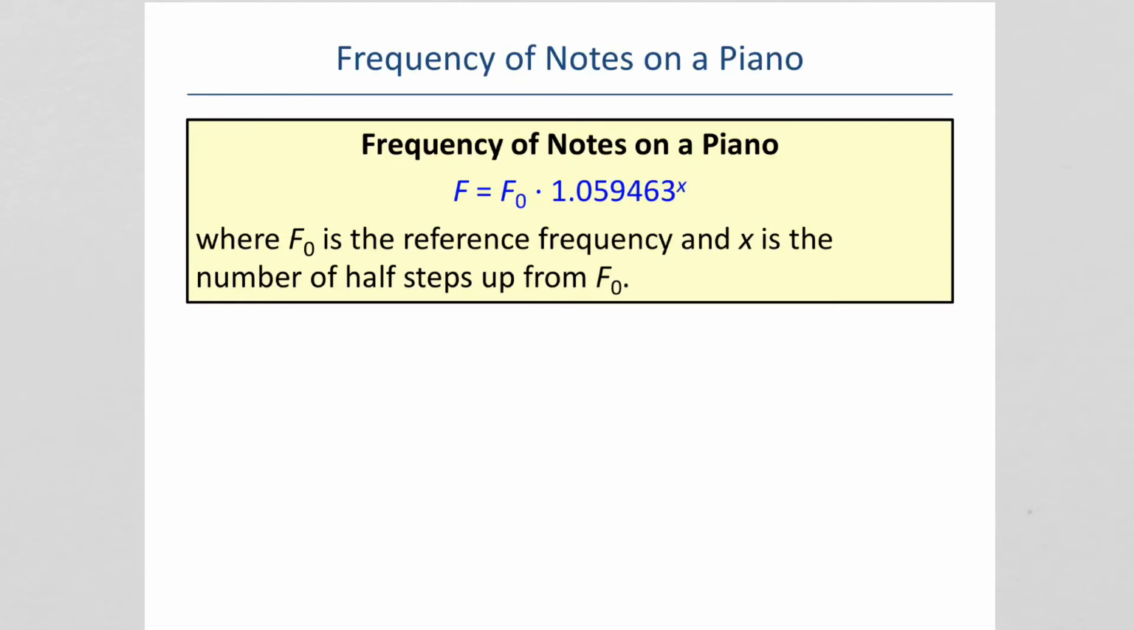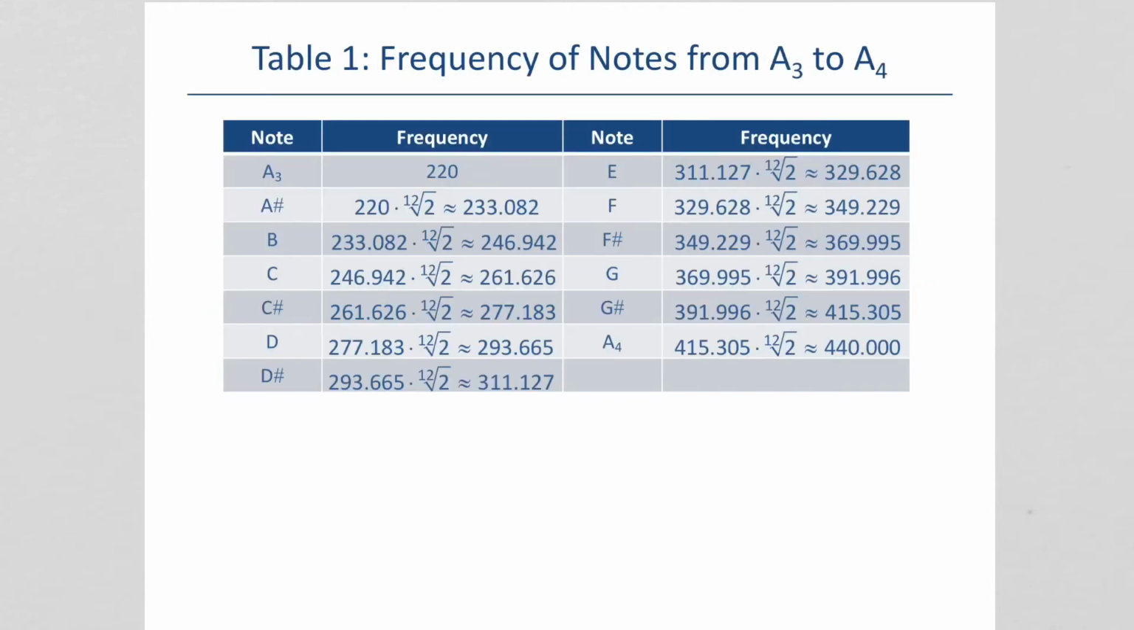The frequency of any note on the piano can be found by taking F naught, whichever one you're starting with, times 1.059463 to the X, where X is the number of half steps up from F naught. And here's just a table showing you the frequency of several notes. I'm not going to go through that. You can look at it if you want to.